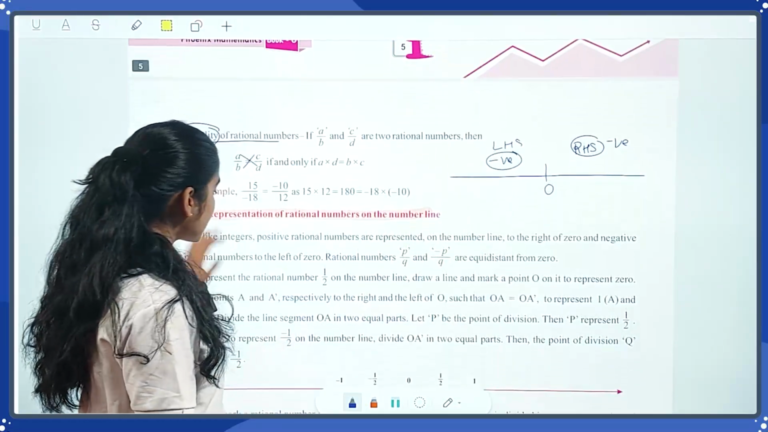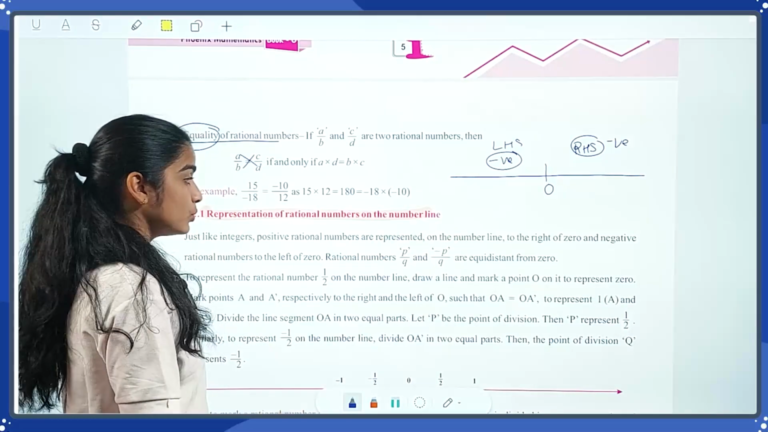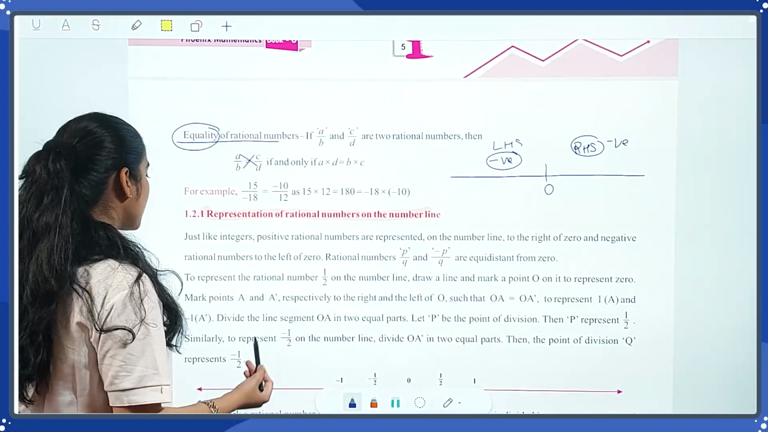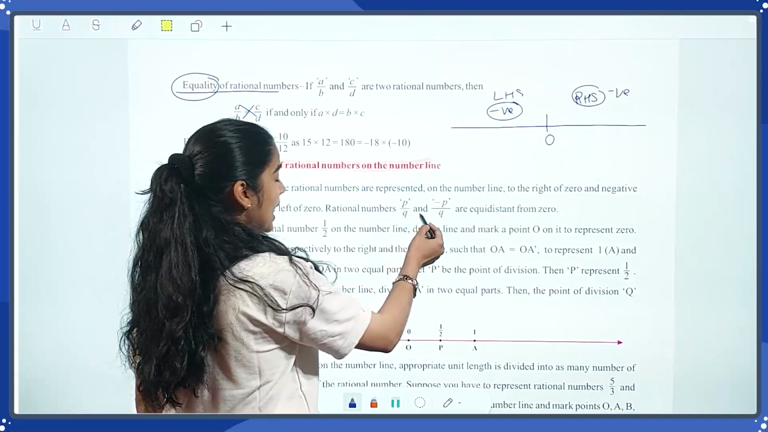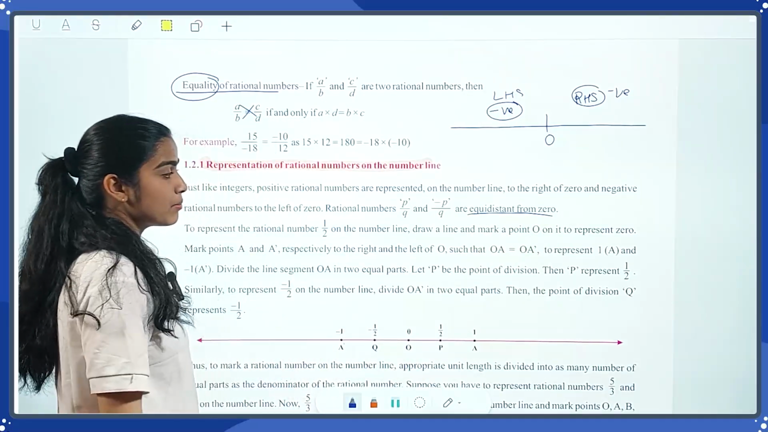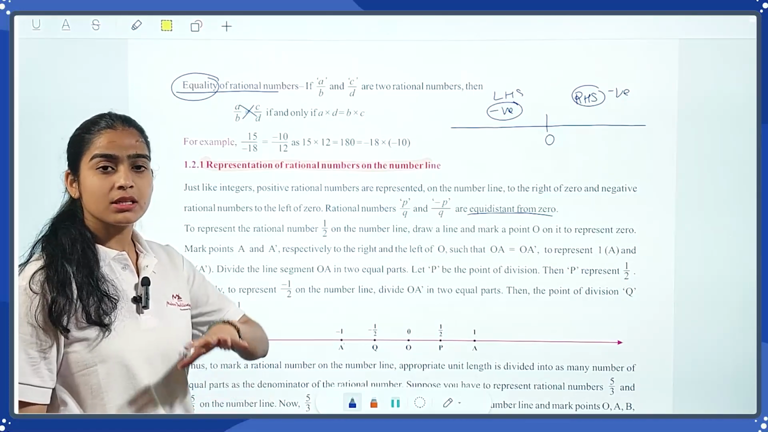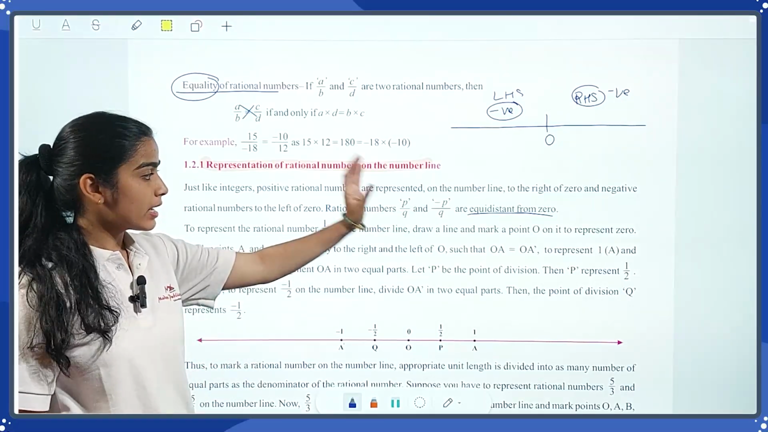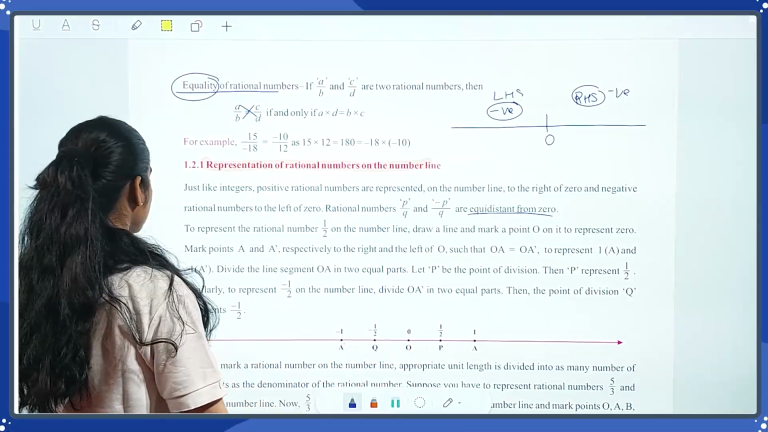So, just like integers, positive rational numbers are represented on the number line to the right of 0 and negative rational numbers to the left of 0. Rational numbers P by Q and minus P by Q are equidistant from 0. It means if we have the same number with the sign changing, plus and negative, they have equal distance from the 0 towards the right hand side and towards the left hand side.